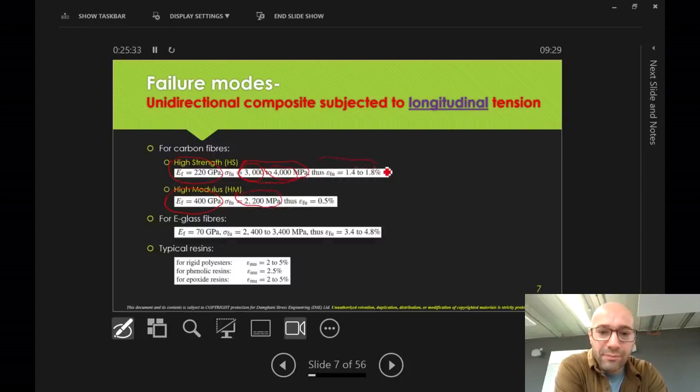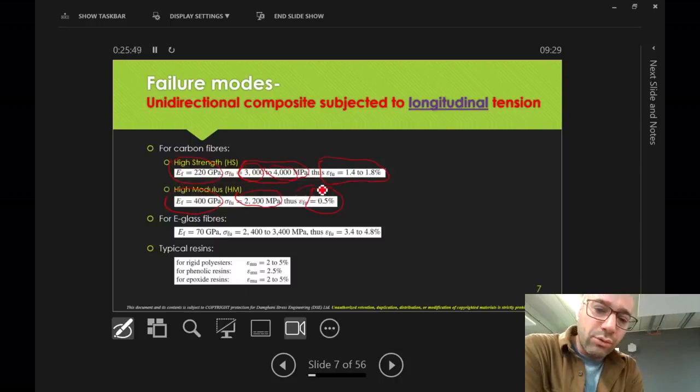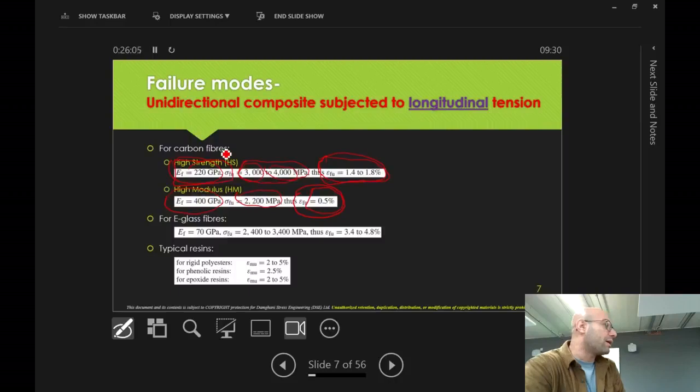And then you've got strain at failure, 1.4% and 0.4 or 5%. So as you can see, high modulus or stiff carbon fibers have low strain to failure, whereas high strength carbon has better strain to failure. That's something to bear in mind. This does not necessarily give you the stiffness that you require, but it will give you ultimate failure strength.